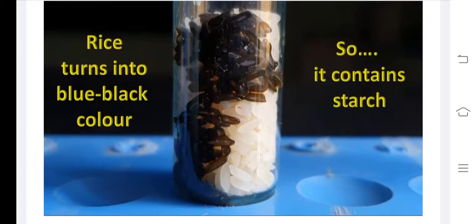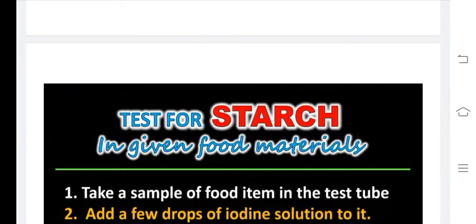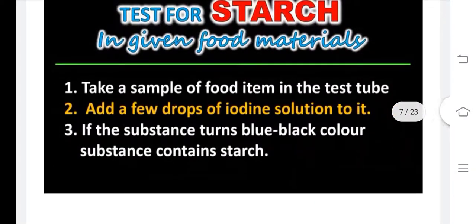First, we have to take iodine solution, right? How to prepare the iodine solution, you know very well. The food items contain starch. We have to take the food sample, adding iodine to it. Then it changes blue-black color. It indicates starch. Clear? Next, we can move on to the test for starch in the given food materials.